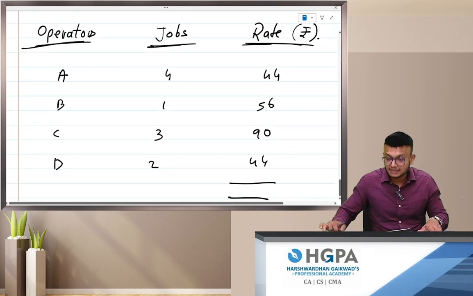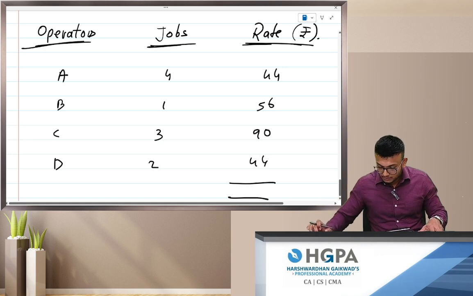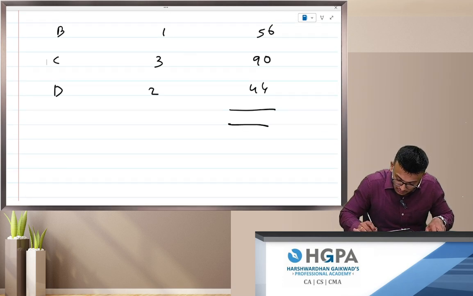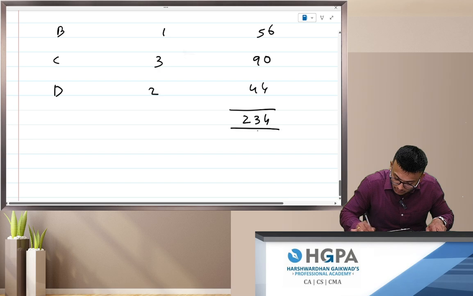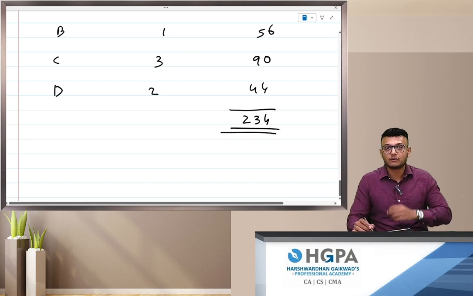Okay. Now, please add this up. 44 plus 56 plus 90 plus 44. The answer is 234. Answer is 234 rupees is the rate.